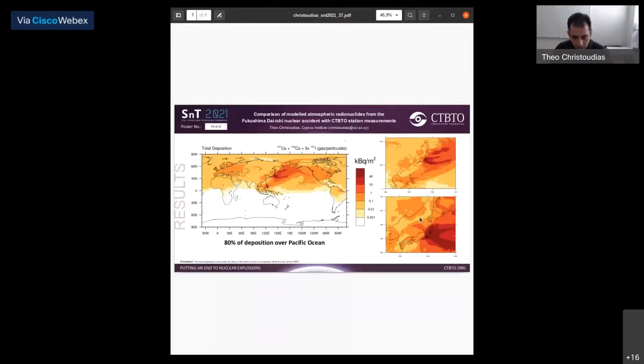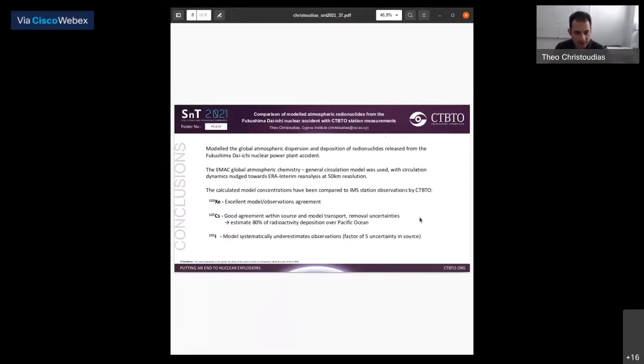Overall, the model represents the measurements well, and we are able to estimate the total deposited radioactivity. We estimate that 80% of the deposition happened over the Pacific Ocean. For xenon, a noble gas, we see excellent agreement. For cesium, we have very good agreement considering the high uncertainties in modeling the aerosol phase. And for iodine, our model systematically underestimates the observations, but we do know the source has a high uncertainty. Thank you.